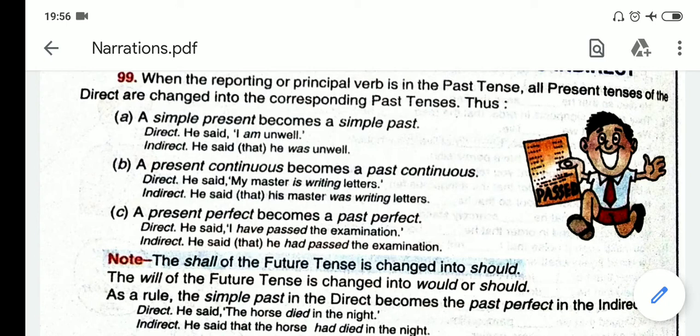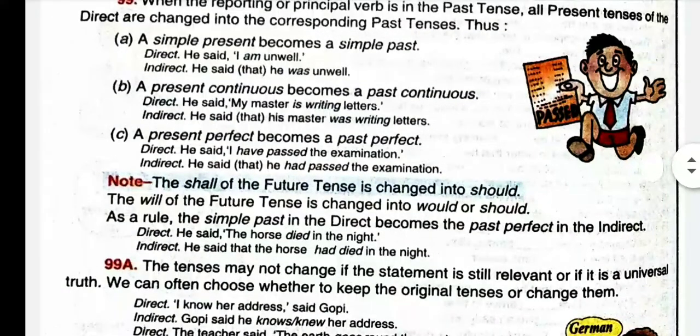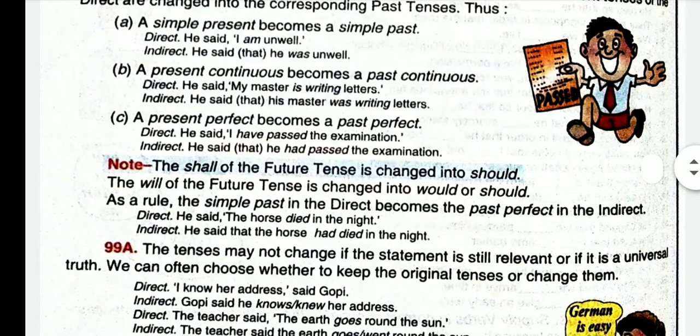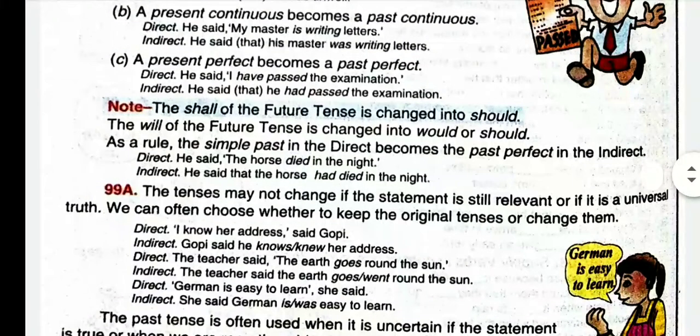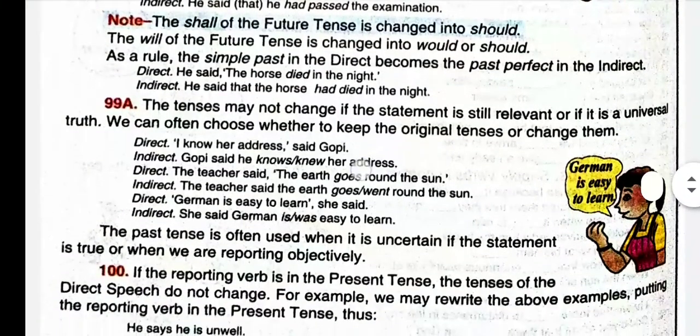This is a very important rule of changing direct into indirect speech. You must make notes of these. Shall will change into should only if, again, only if the reporting speech is in the past tense. Will change into would, again only if the reporting speech is in the past tense. Alright.